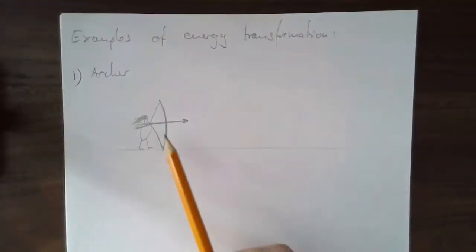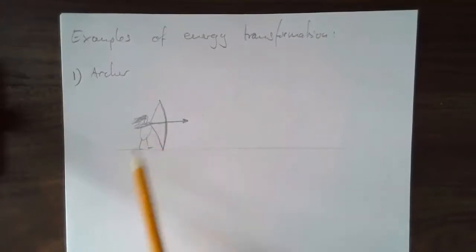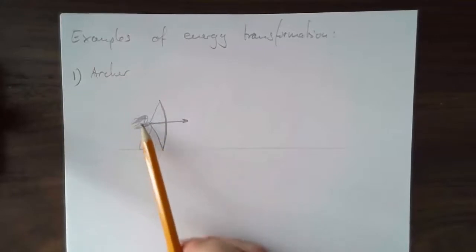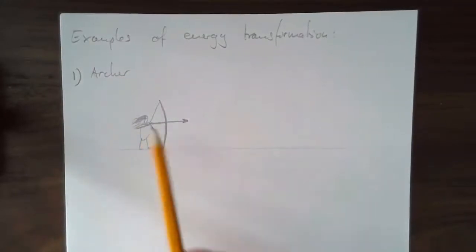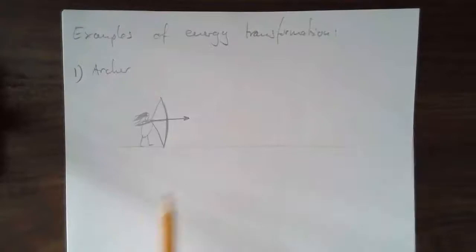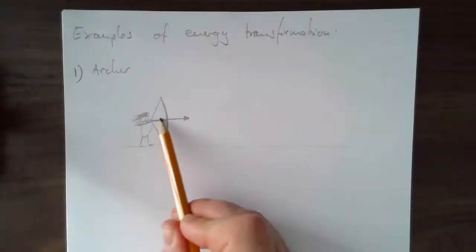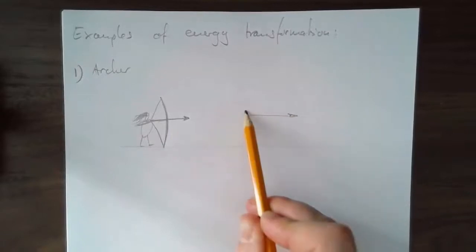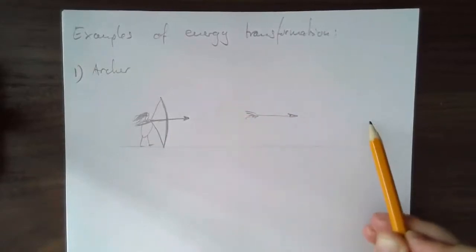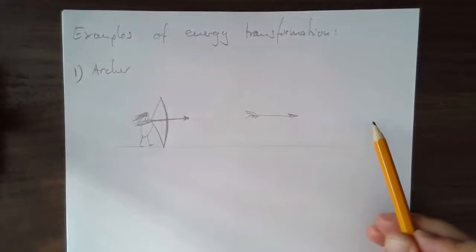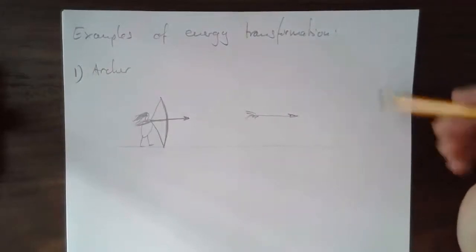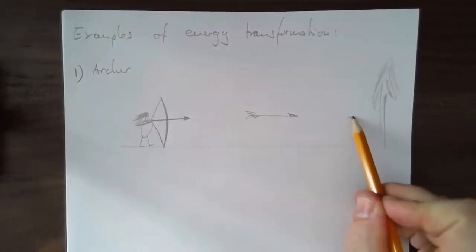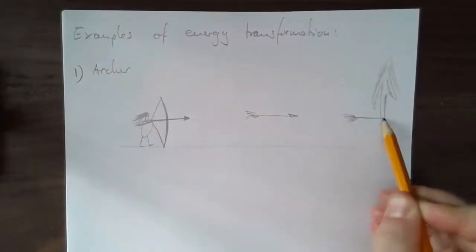This is my first example. This is a terribly drawn archer. Even for my stick figure drawings, this is a bad one, but let's go with it. This is an archer shooting a rather large arrow. So what's the arrow going to do? It's going to start moving. It's going to fly through the air here, and then over here, maybe it'll hit a tree. Let me draw a little tree here, where the arrow is eventually going to get stuck.